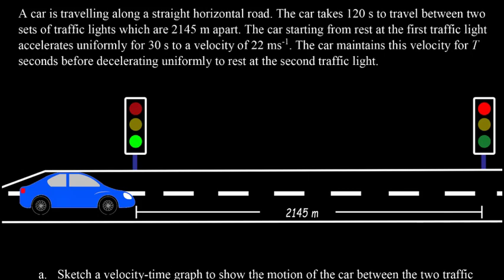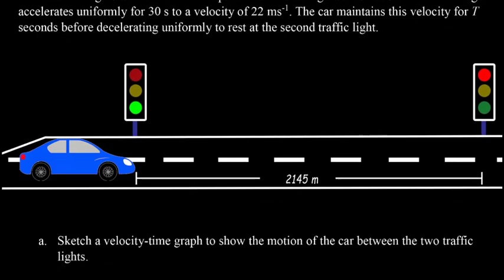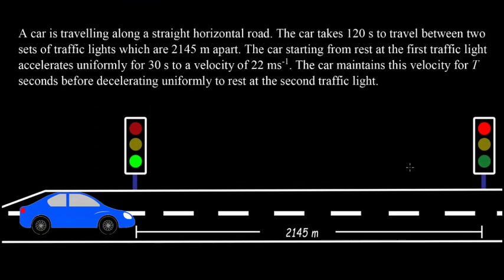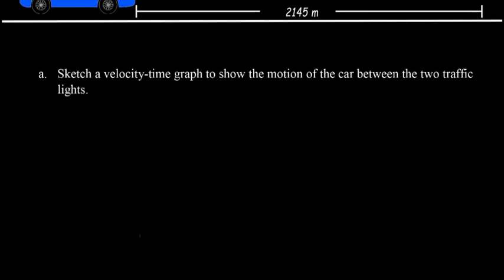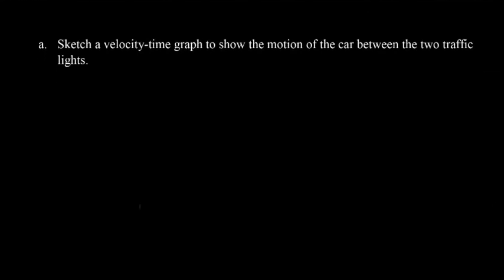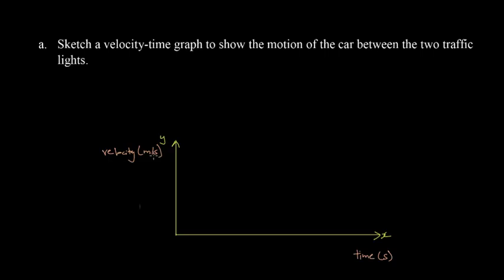the car between the two traffic lights. So we see we have a setup of the scenario. The car is going to travel from this traffic light right here towards the second traffic light, and it will be traveling a distance of 2,145 meters. And the question says that it takes 120 seconds to go between the two traffic lights. So in order for us to sketch our velocity time graph, let's just sketch out our two axes. Alright, so we see we have our sketch right here. Let's just put in our origin.